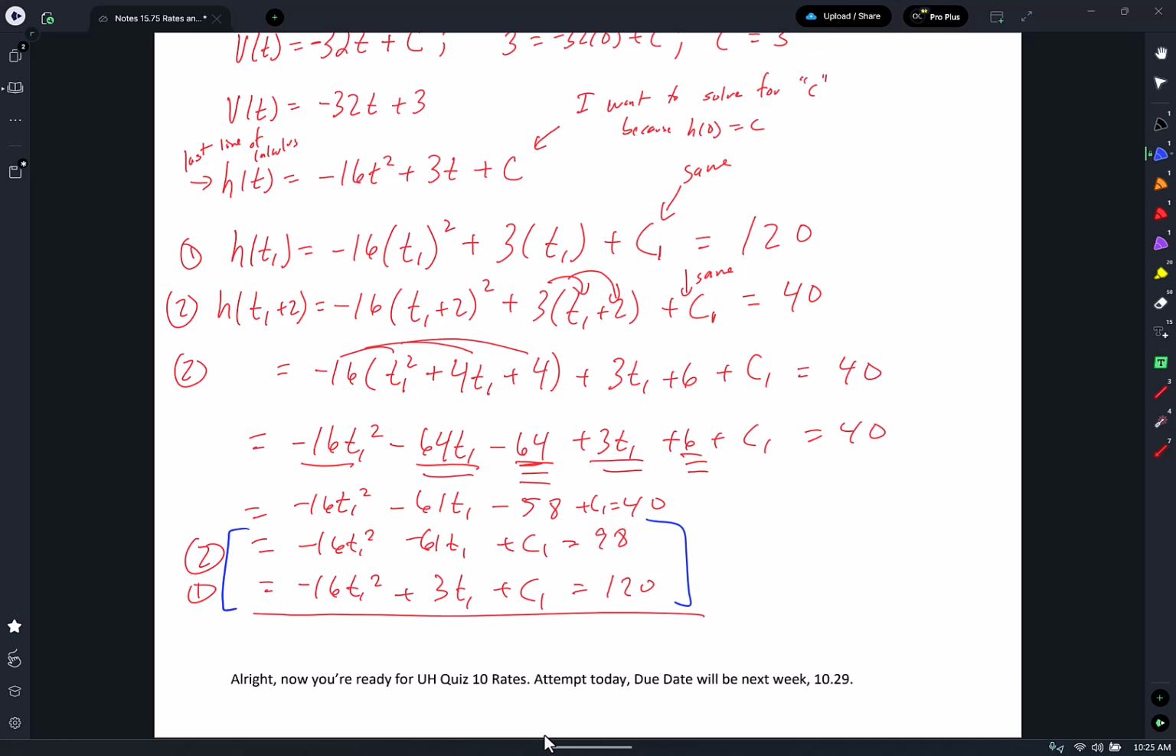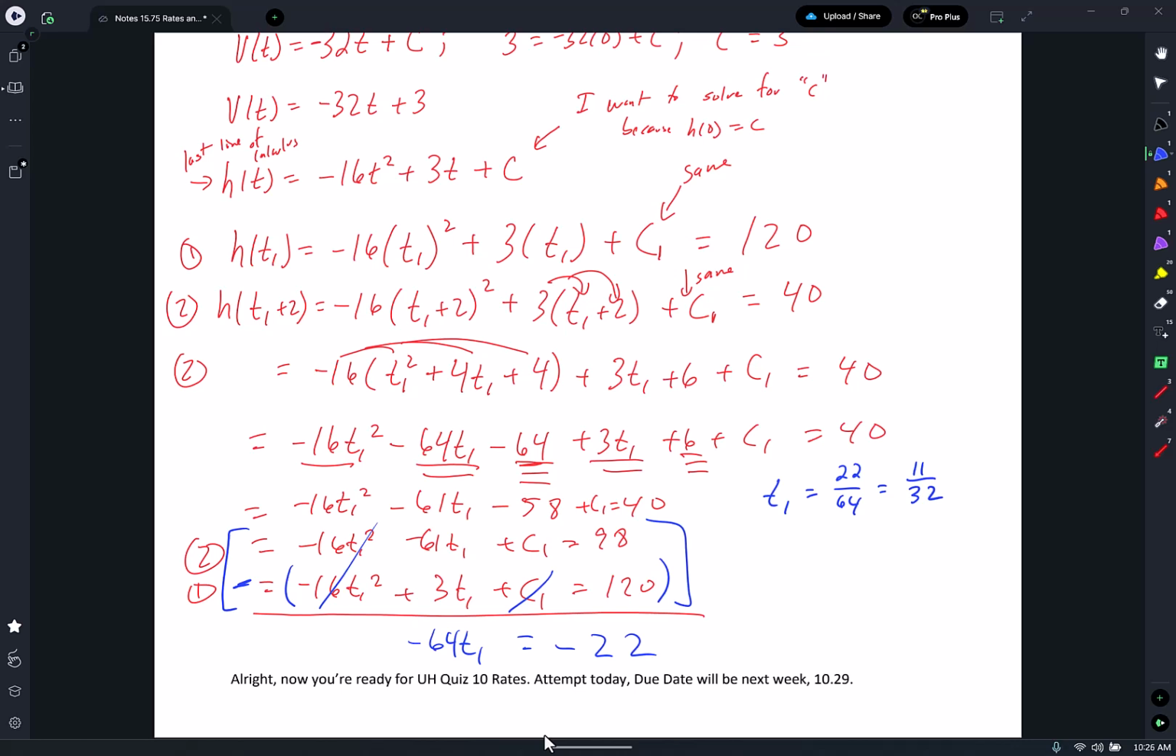So I can cancel out the C1. Don't worry, we're going to solve for T1 first. So I'm going to go ahead and subtract them. So these are going to cancel. Are we still okay? And then this is going to be negative 64T1. The C's are going to cancel. And I'm going to have negative 22. Yes. T1 equals 22 over 64, which reduces to 11 over 32. Are we still okay? Yes.